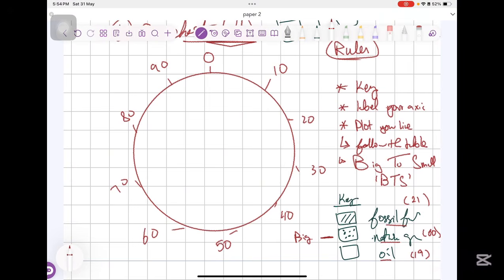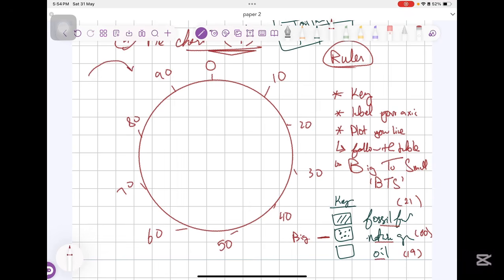So, I'm going to show you how to do it. How do we plot? We do it clockwise, from left to right. Start at the middle, 0. This is your midpoint. You start in the middle and go to your 60. That's from big to small. Go to 60. Then follow your key.